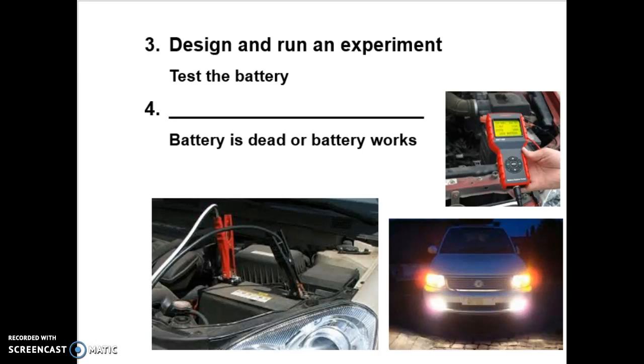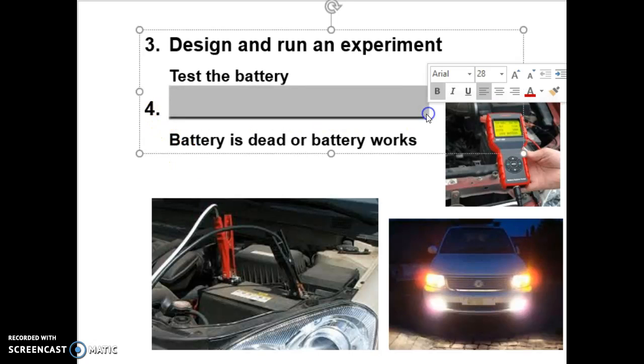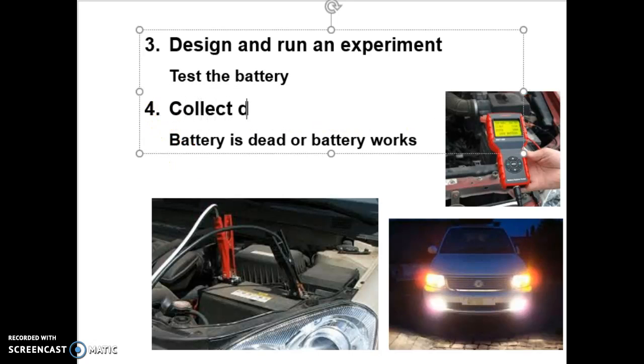Okay, so I'm going to run my experiment. I turned my lights on. I got a jump. I used a voltage meter. And once I've run the experiment, I'm collecting data. Now, once I collect data, that's going to help me determine, am I right or am I wrong? Okay, so the data will tell me, is my battery dead or does my battery work?